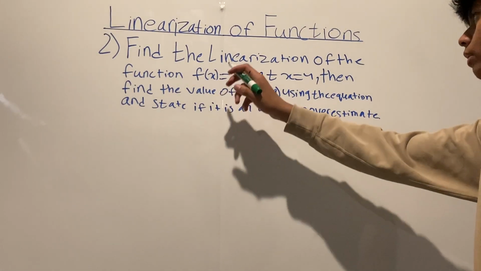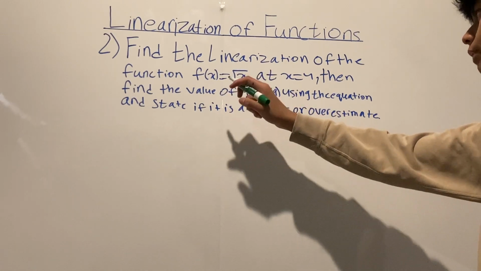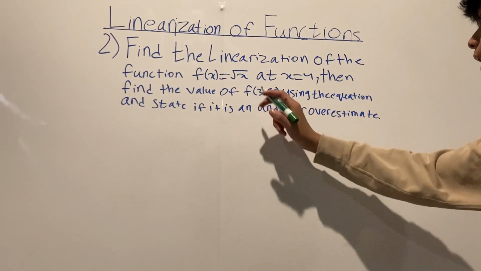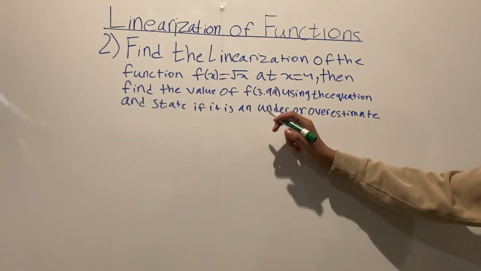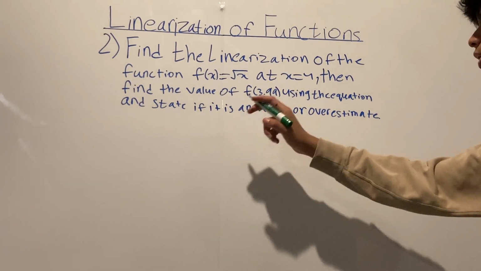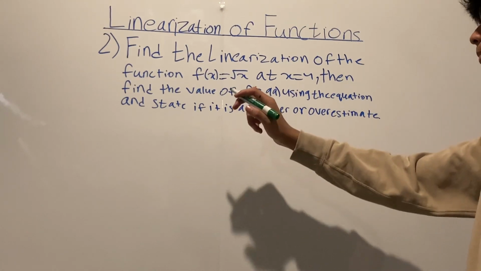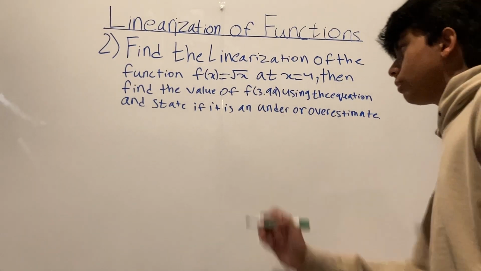Question 2, we have find the linearization of the function f of x equals square root x at x equals 4. Then find the value of f of 3.99 using the equation, and state if it is an under or overestimate. So this time we have to do the same thing, except we have to find the values ourselves.